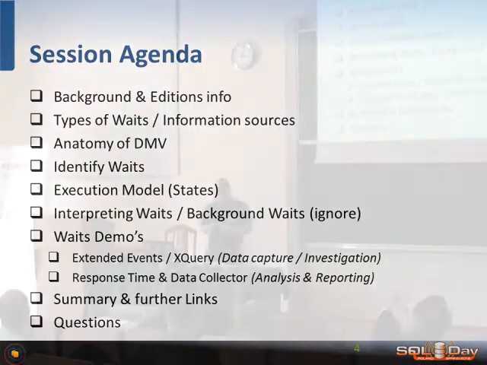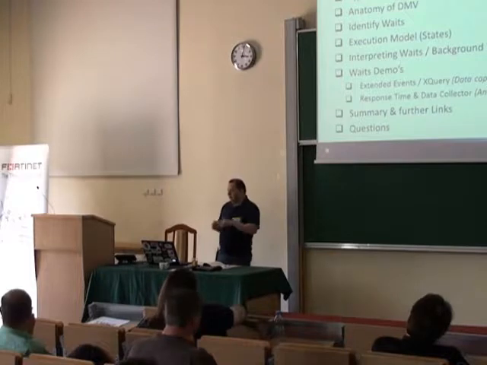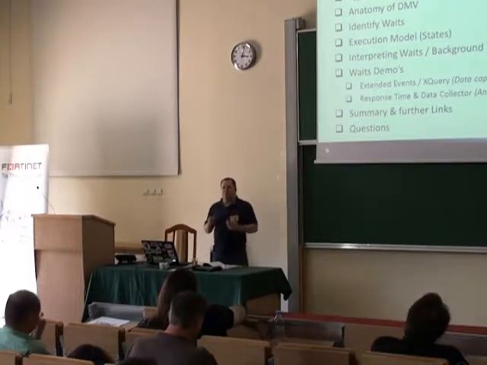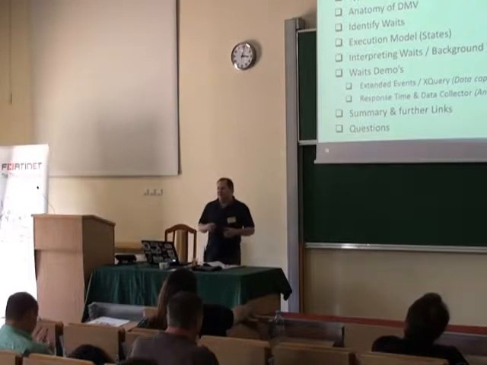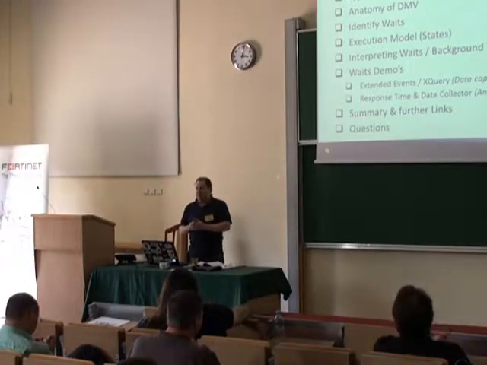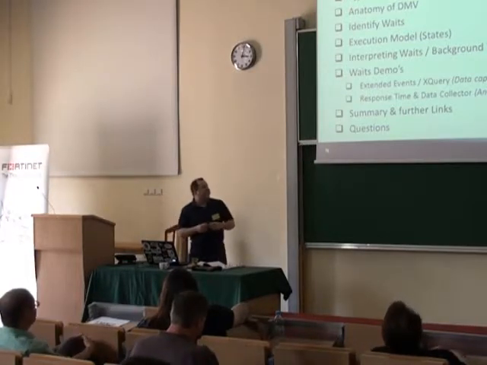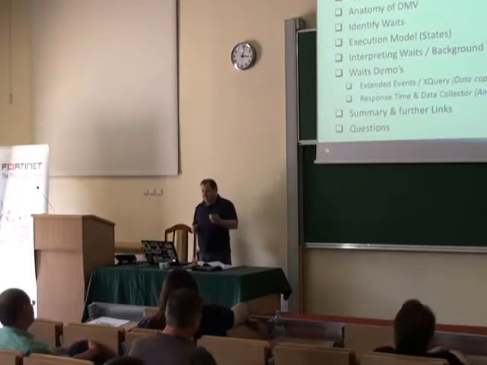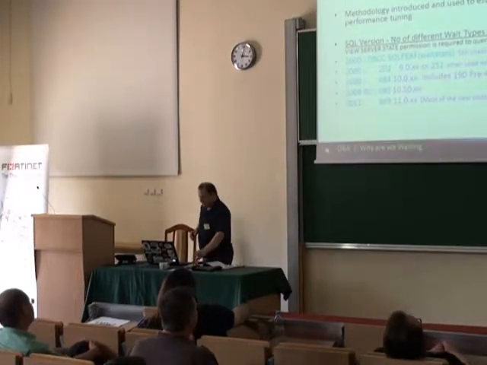We're going to look at the types of waits that exist. There are a couple of different categories of waits. We're going to go through the anatomy and identify the different wait types. We'll do some demos, and I'll try to explain some of the wait types and where you can find further information on the wait types that exist in your system. Then we'll finish off with a summary and Q&A. So let's jump into the main start of the session.